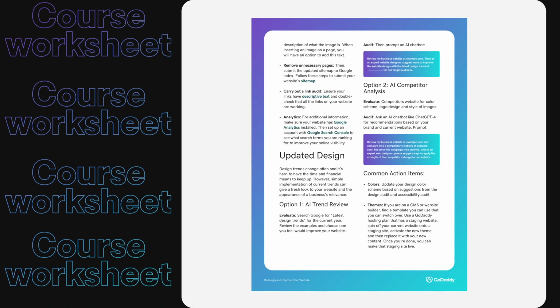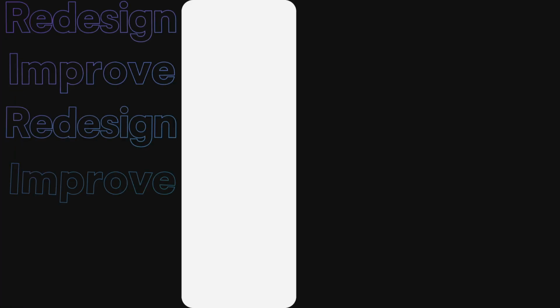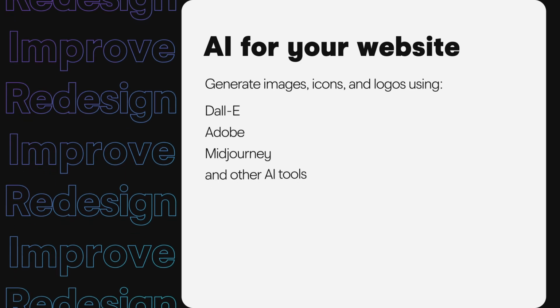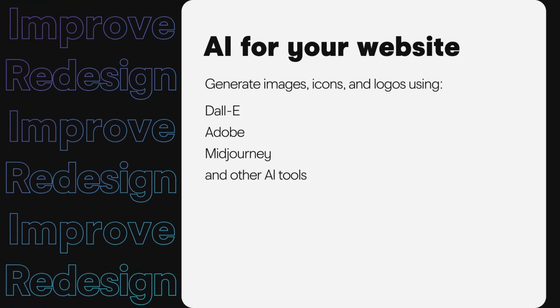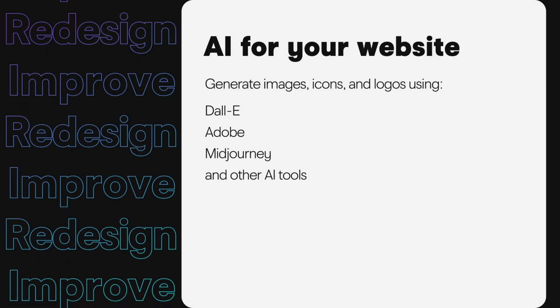One of these is using AI to generate images, icons, and logos. With DALL-E, Adobe, Midjourney, and other AI tools, you can easily generate banner images, a new logo design, and icons for your website. AI making things so easy for us.